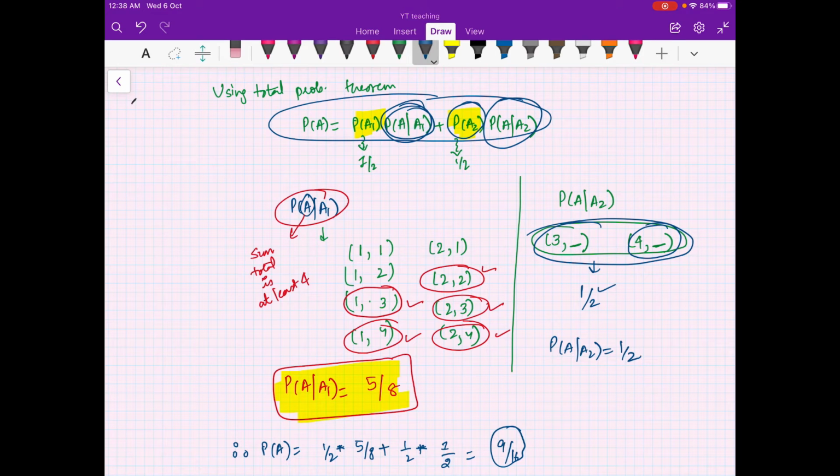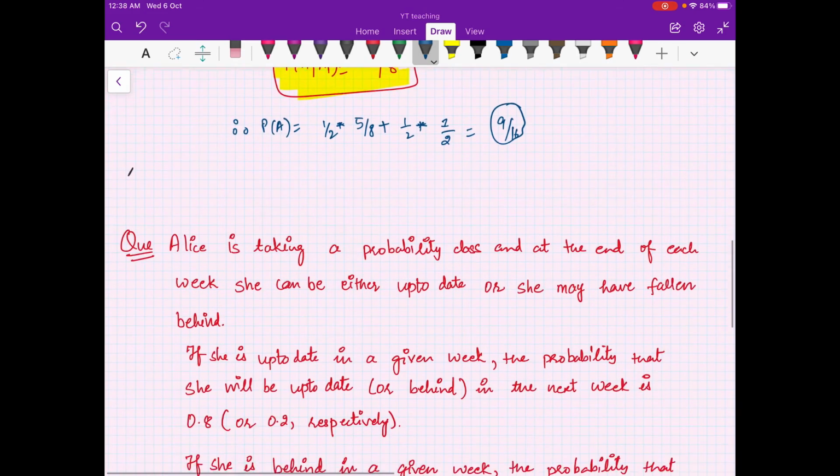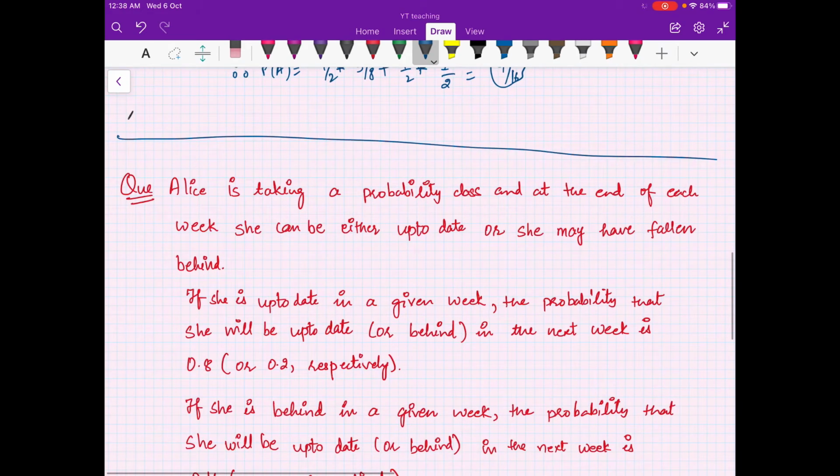So 9 by 16 is the required answer. Okay. Now next problem. This is an interesting problem.